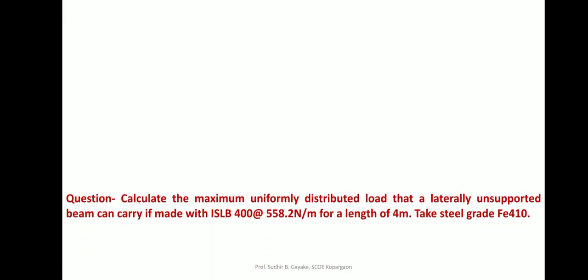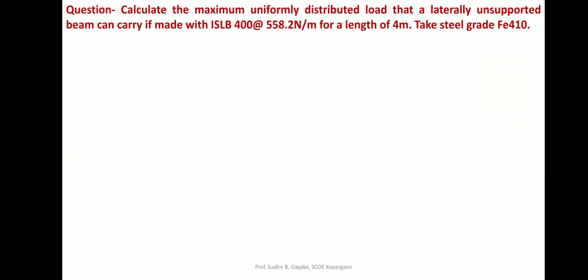So we'll see the statement for the numerical. The statement is: calculate the maximum uniformly distributed load that a laterally unsupported beam can carry if made with ISLB 400 at the rate of 558.2 Newton per meter for a length of 4 meter. Take steel grade of Fe410.